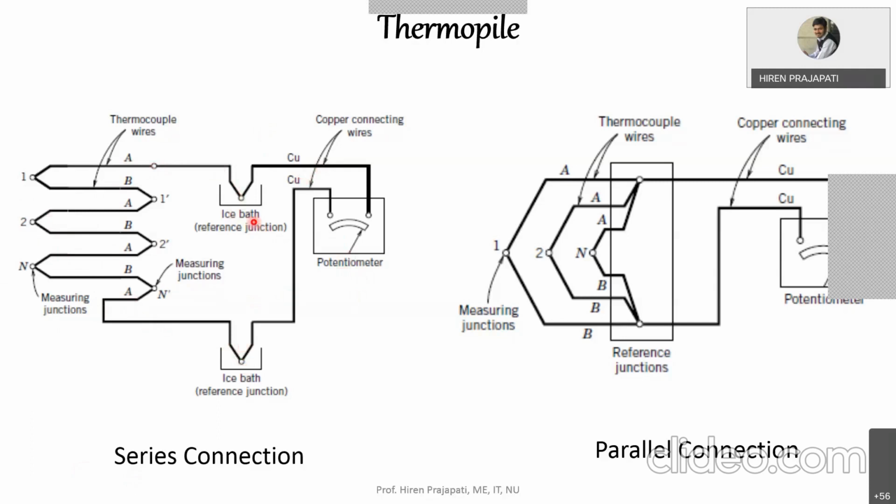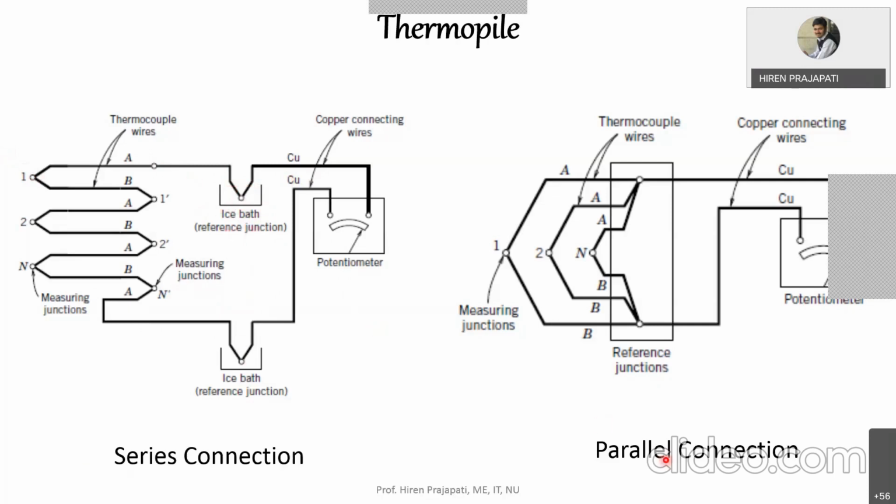So this ice bath is your reference junction. This is the cold junction, and this is the hot junction, which is in contact with the application whose temperature you want to measure, right? Generally, thermocouples are calibrated at 0 degrees Celsius by using an ice bath, right? So this is how the setup is used.